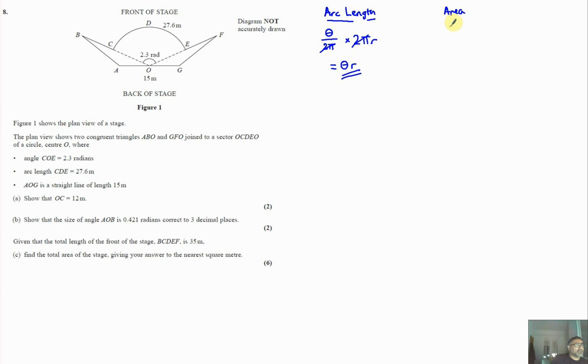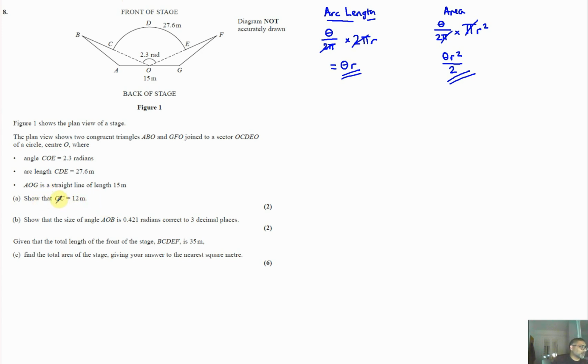Similarly, with area of a circle, exactly the same thing. Pi r squared is what we do for a circle. If we want a sector, we want some angle out of 2 pi times that. Pi cancels out, and what we're left with is theta r squared over 2. So those are the two major formulae that we'll be using for this question. And while it looks difficult, once you see it, it's not too bad, especially as they've given you a lot of the answers.